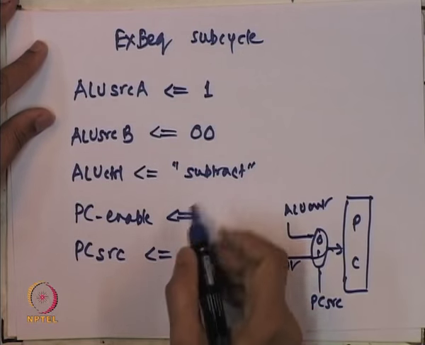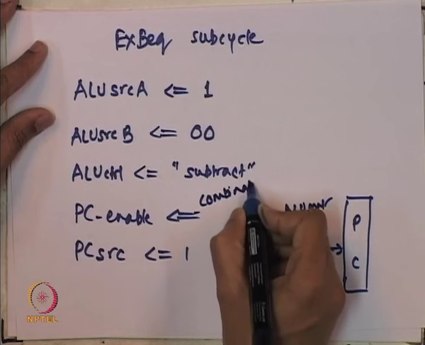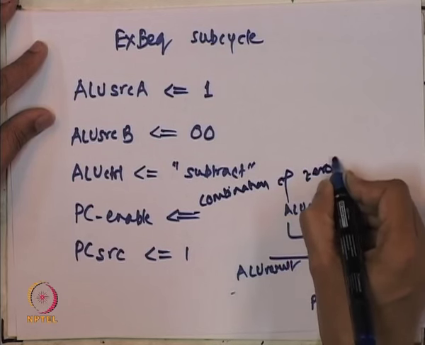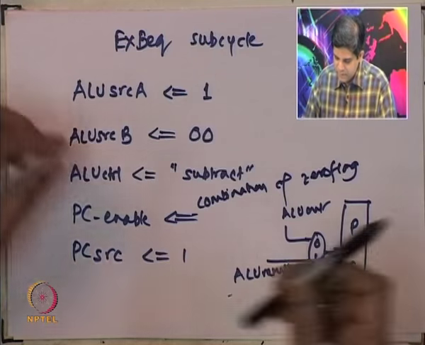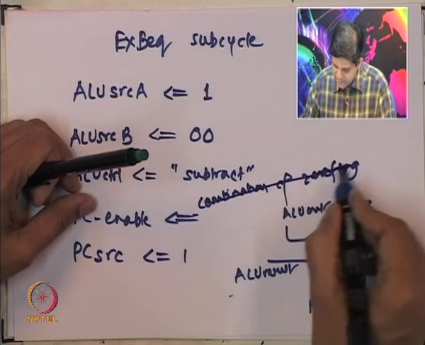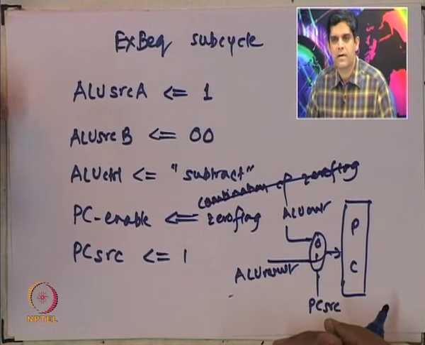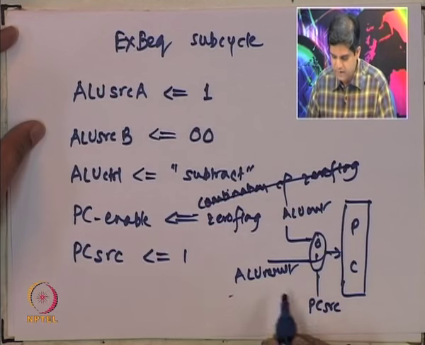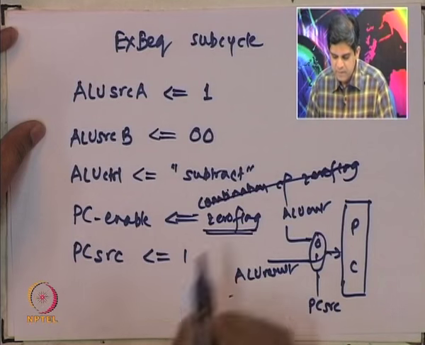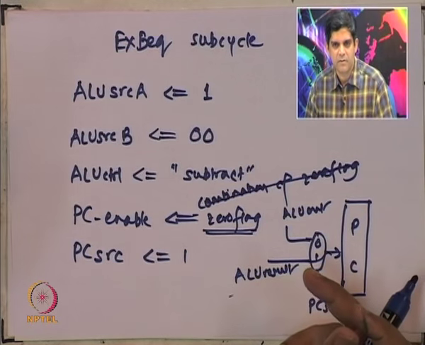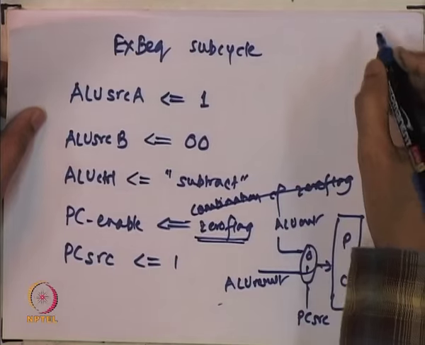Okay. But what about PC enable? That would depend on an appropriate combination of 0 flag. It will depend on 0 flag, right? If 0 flag is asserted, that means we have to load this branch target address, which is available in ALU result, into the PC. So, the logic driving PC enable will be just whether the ALU status says 0 flag is true or not. So, this will mean some combinational logic here.